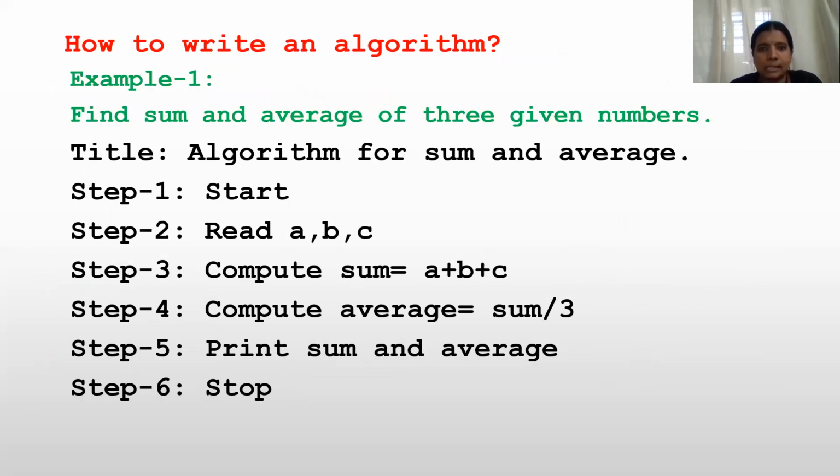For example, let us consider a question: sum and average of three given numbers. Step 1 is start. Because we are asked for three numbers, read A, B, C. Step 3, compute the sum, which is equal to A plus B plus C. Step 4, compute the average, sum divided by 3, and print sum and average and stop the process. So this is an example which we can see.